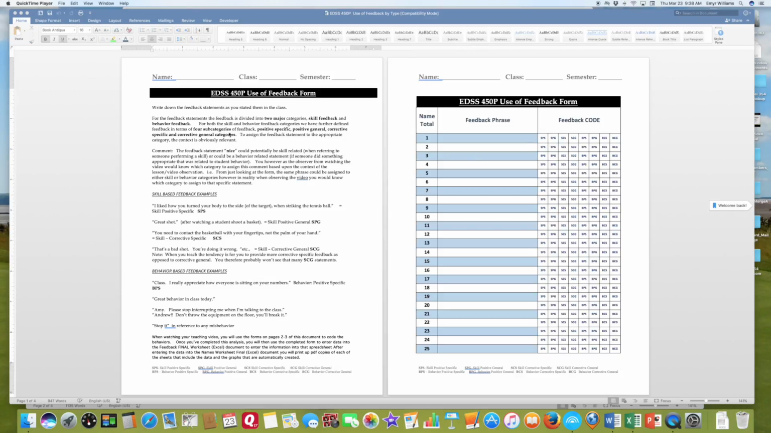And then for both of the skill and behavior feedback categories, we have further defined the feedback categories into positive specific, positive general, corrective specific, and corrective general categories. So all you need to do here is to watch your videotape, write down your feedback statements, and then indicate which type of feedback statement it is.